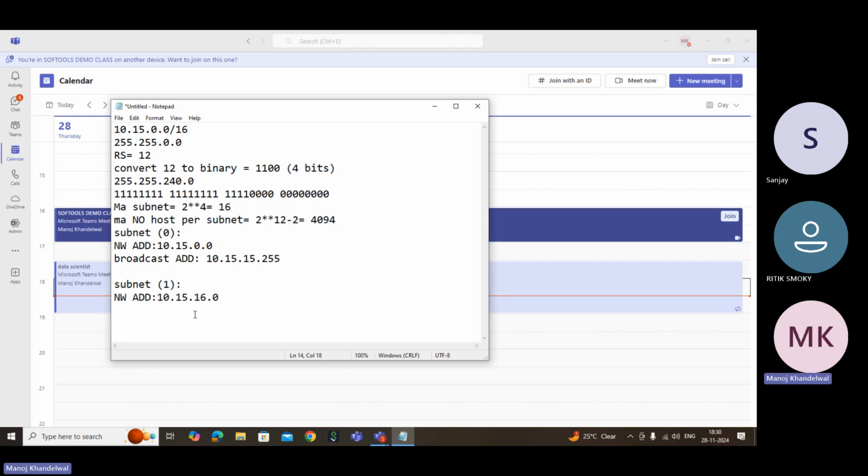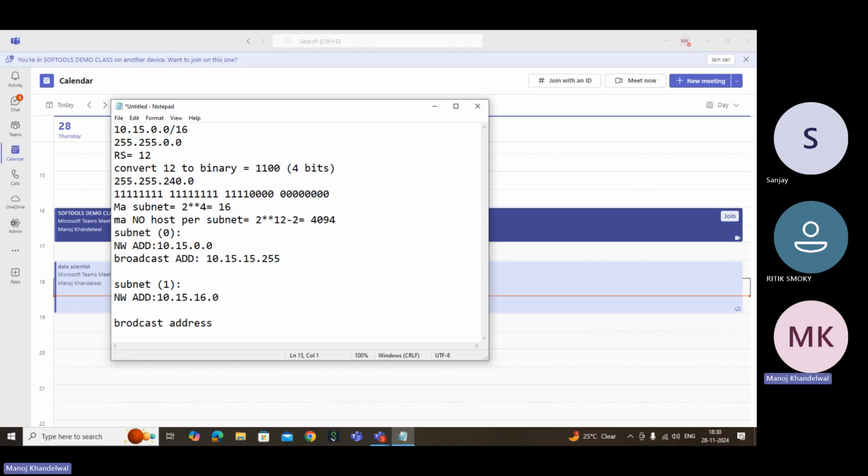Now 16.0. It's clear, right? This is the network address. This is the first IP address that will be for the network. Okay, now let's go for the broadcast address. How will we get the broadcast address?